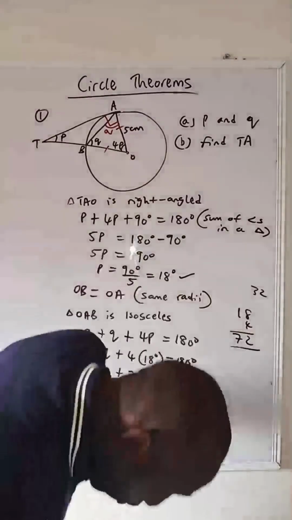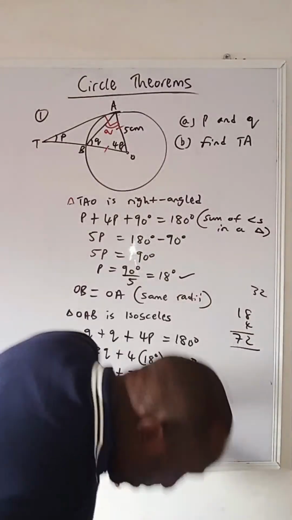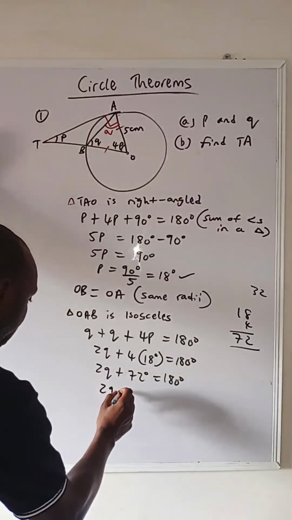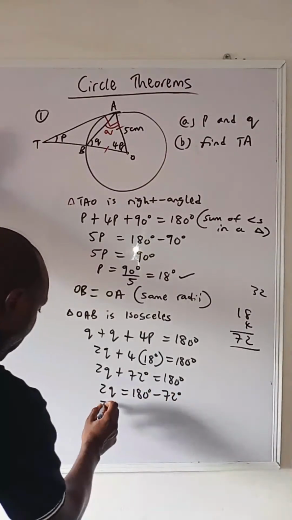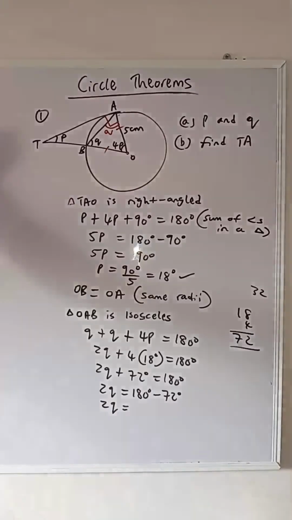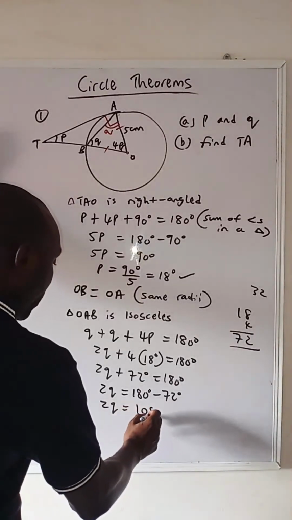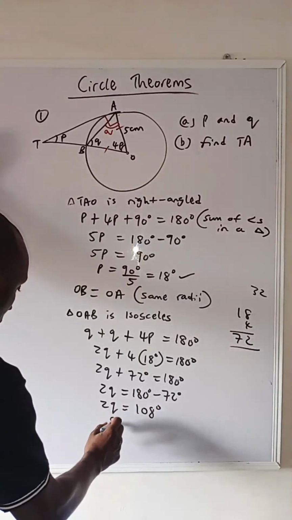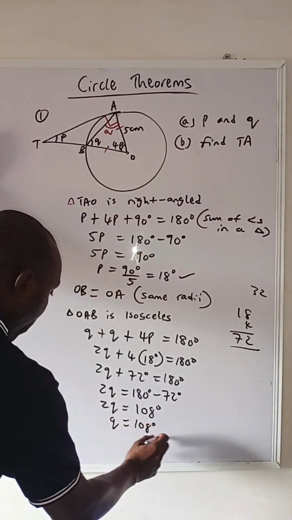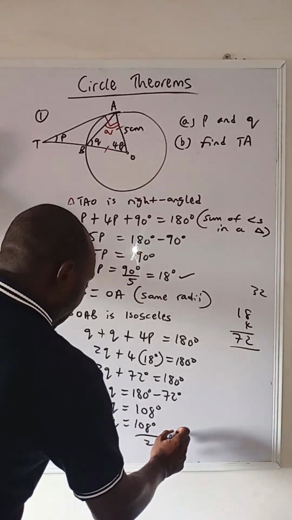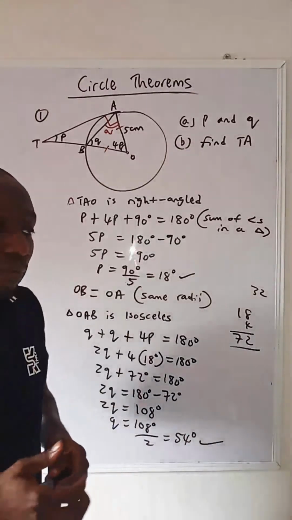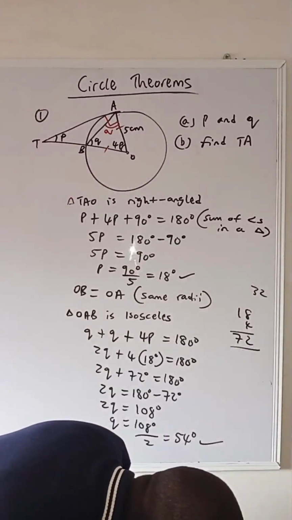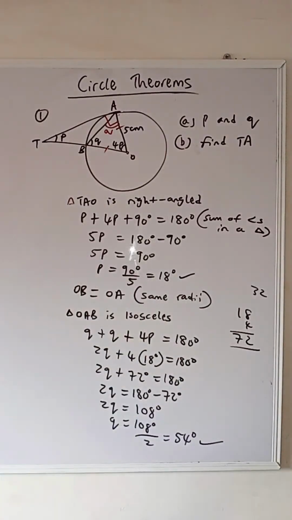If you move 72 over, 180 minus 72 is 108 degrees. Divide by 2: Q is equal to 108 degrees over 2, and that's 54 degrees. So yes, we've gotten Q as 54 degrees. Okay, Q is 54 degrees.